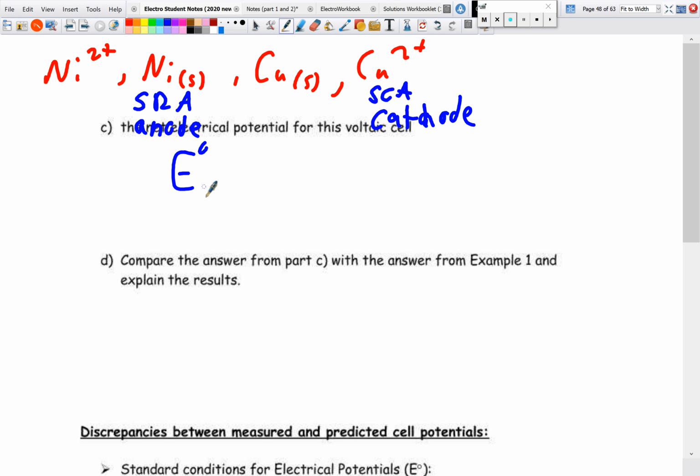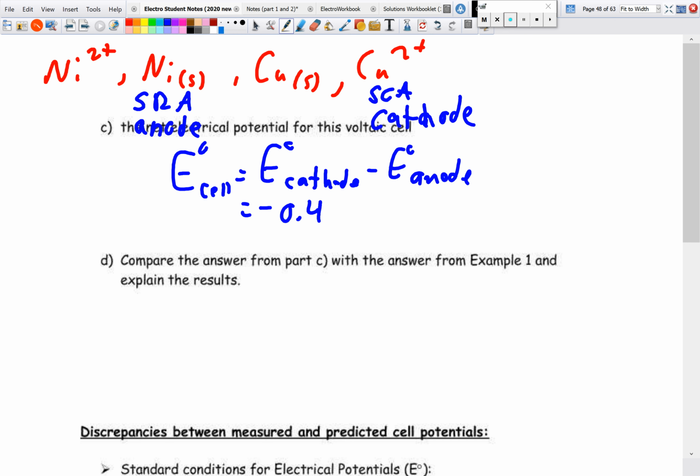So, for our cell, we take the potential of our cathode minus that of our anode. And we're going to take the values on the previous page. So our cathode, as we have right here, was copper. And on our previous page, copper was a positive 0.46 volts. And we subtract our nickel from the previous page, negative 0.14 volts, and we get positive 0.60 volts. Now compare this answer from C with the answer in example 1.